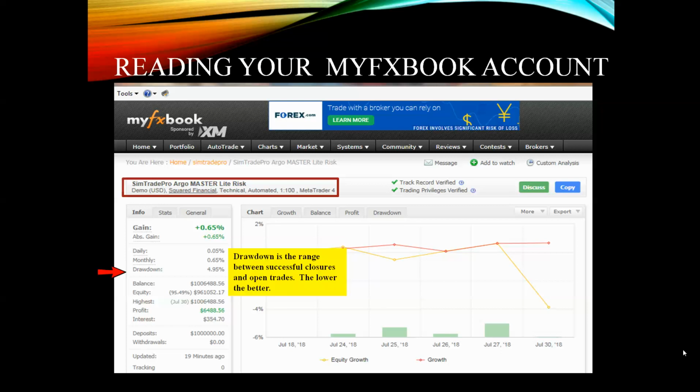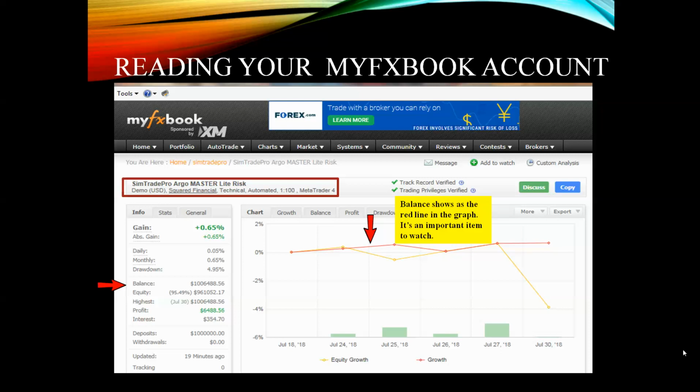And the drawdown is the range between successful closures and open trades. The lower, the better. Now the balance I went into great detail on in the previous video, number 3, going over the definitions involved with Forex investing. In this particular one, it's showing a gain in the balance because we started out with $1 million in a particular account, and it had a gain to $6,488.56.